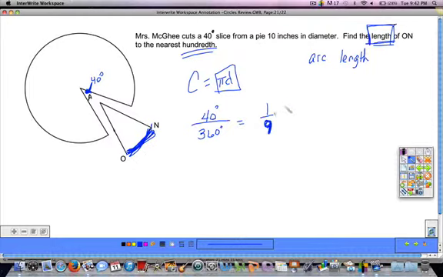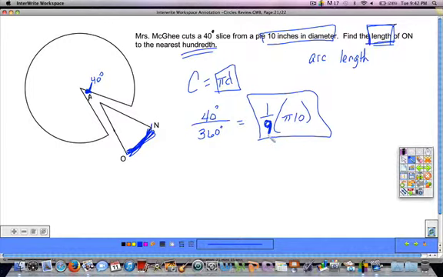Okay, so I just want to know this part, the crust. All right, so it's 1/9 of the whole thing. Well, the whole thing is pi d, and the diameter it tells me is 10, so pi 10. So if you plug this in your calculator, 1/9 times (pi 10) or 10 pi, it won't matter. Either way, and it tells me I can round to the nearest hundredth. So I'm going to end up with a decimal answer. This is approximately 3.49 inches.